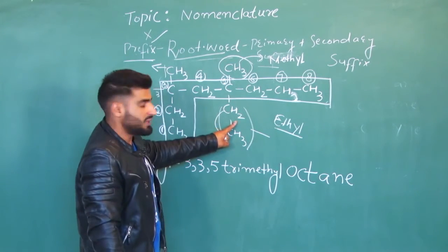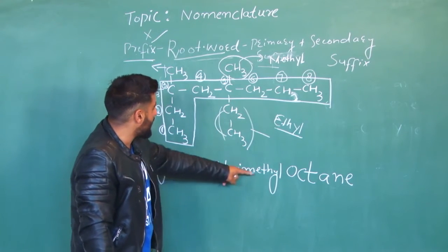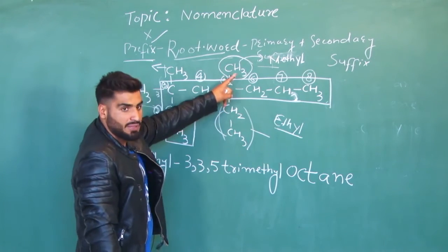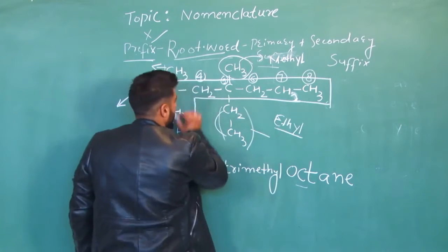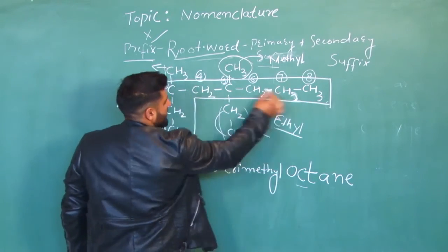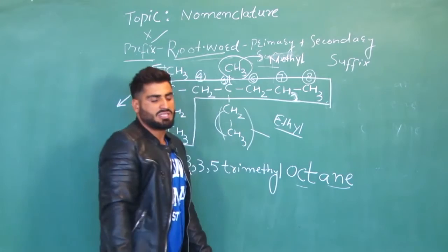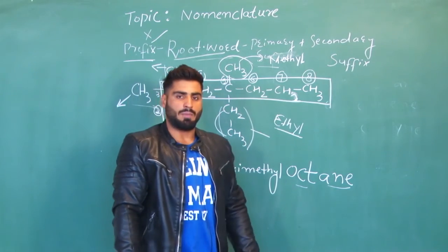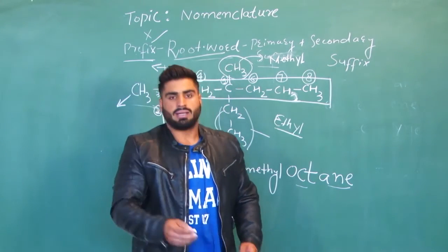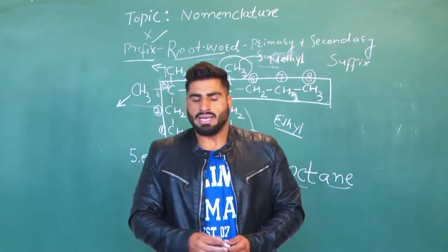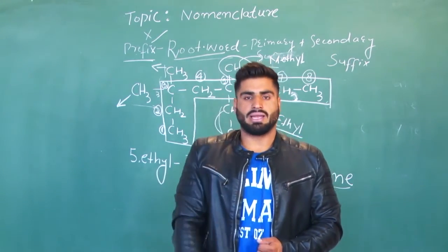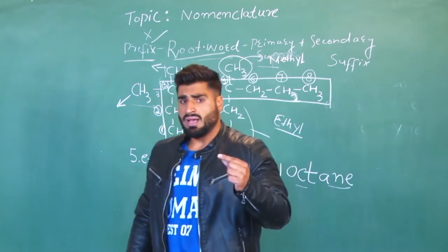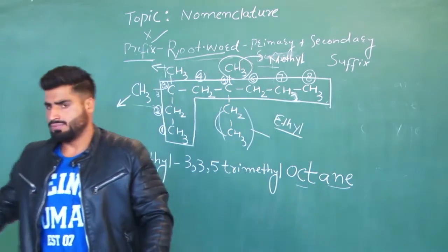5-ethyl, 3,3,5 trimethyl, and then oct, 8 carbon atoms, only single bonds, so ane. This will be the IUPAC name of this compound. Now let's discuss another example regarding the nomenclature of the organic compounds. I'll be taking a very, very simple compound.